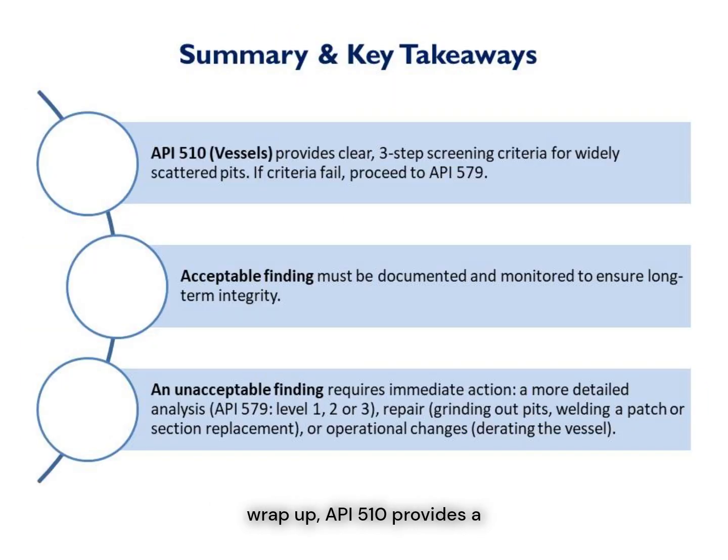To wrap up, API 510 provides a straightforward 3-step test for widely scattered pits. If the pits don't meet these criteria, a more detailed assessment under API 579 is necessary. When pits are acceptable, it's important to document and monitor them to protect vessel integrity over time. If they're not acceptable, immediate action is required, whether that's further analysis, repairs like grinding or patching, or operational changes such as derating. This approach helps ensure safety while managing maintenance effectively.